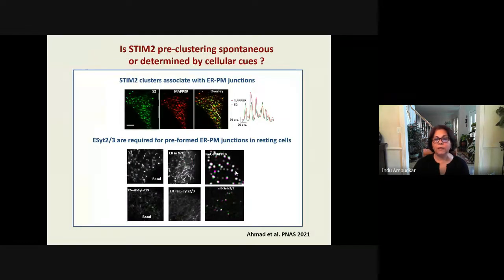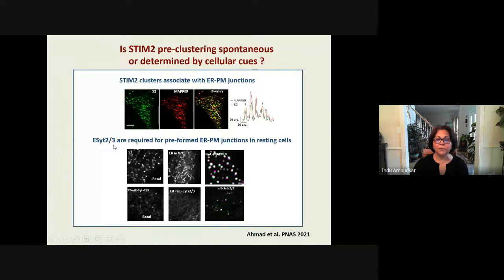So what determines these pre-clusters? How is this STIM2 there, because it seems to be playing such an important role in the recruitment of STIM1 and ORAI? So we looked to see whether they are associated with the MAPPER decorated domains. And yes, STIM2 co-localizes very well with MAPPER. In fact, there's more STIM2 in junctions following MAPPER expression, and we could talk about that later.